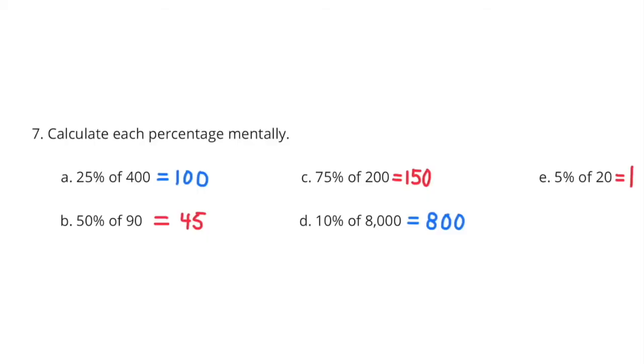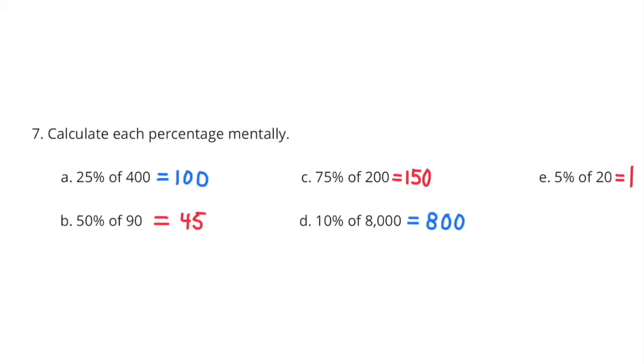Well, 75% is 3 times 25%. And 25% is a fourth. So what's a fourth of 200? 50. 50 times 3 is 150. D, 10% of 8,000. 10% is something that's 10 times smaller. So what's 10 times smaller than 8,000? 800. E, 5% of 20.